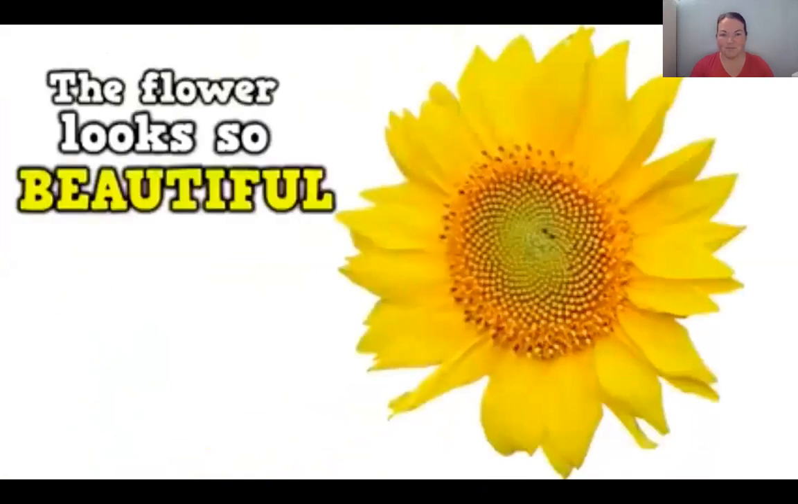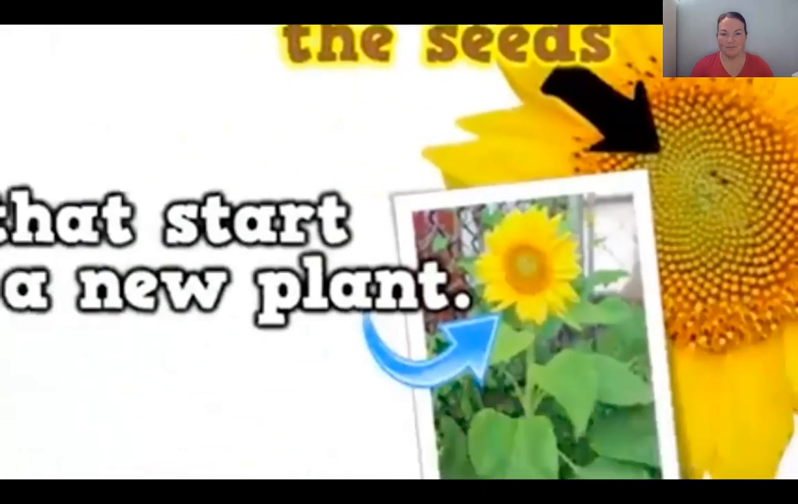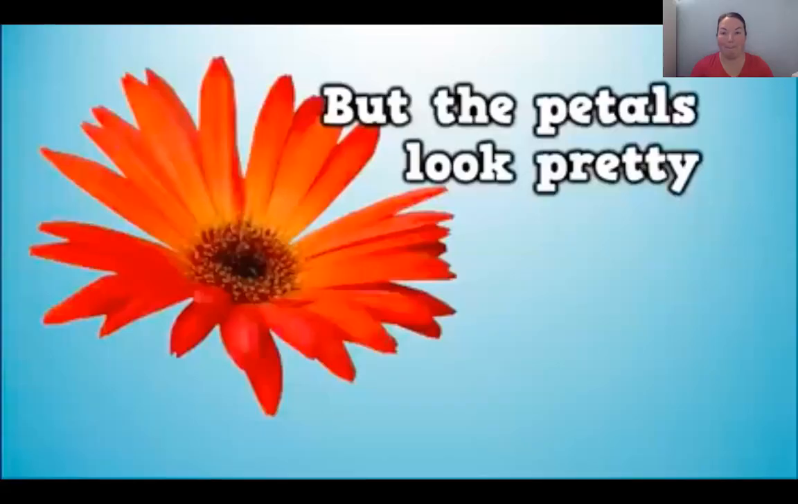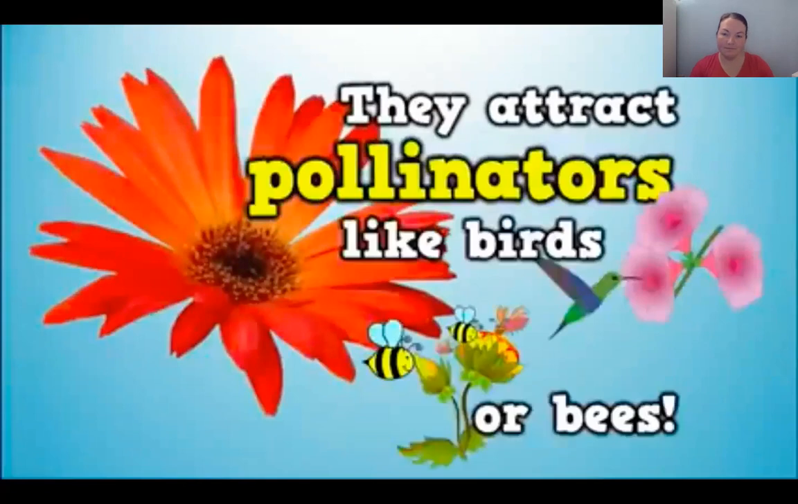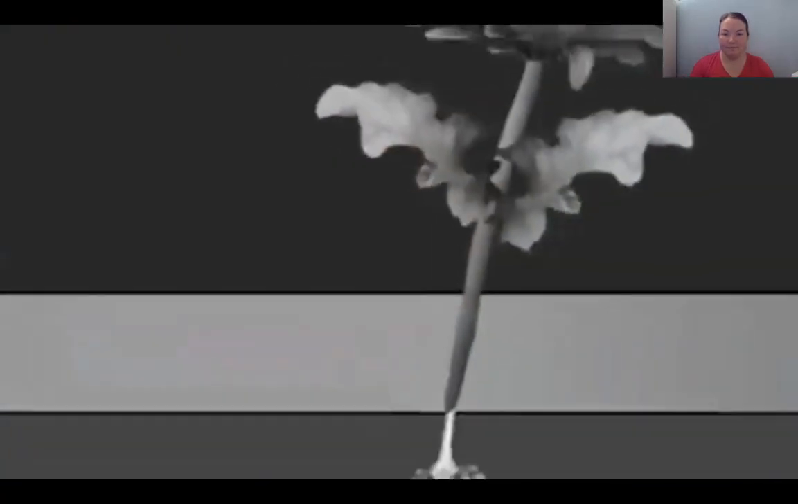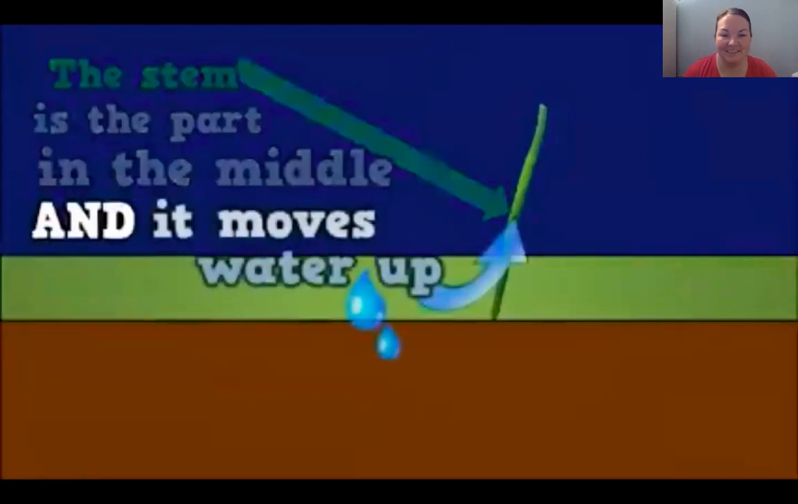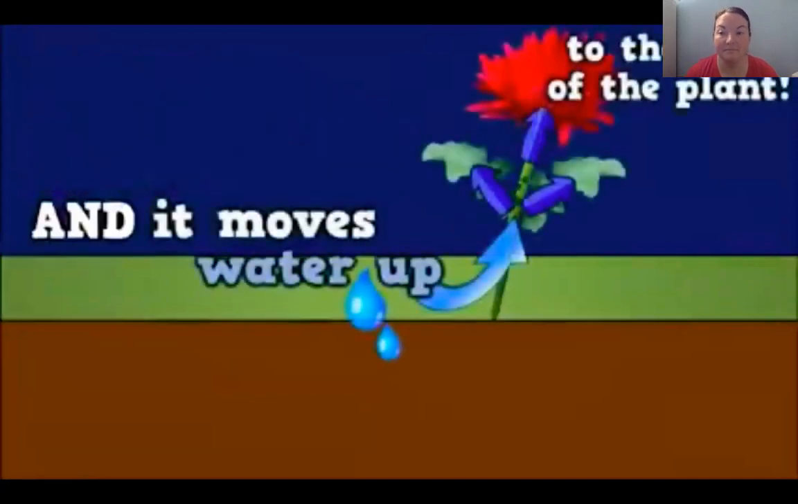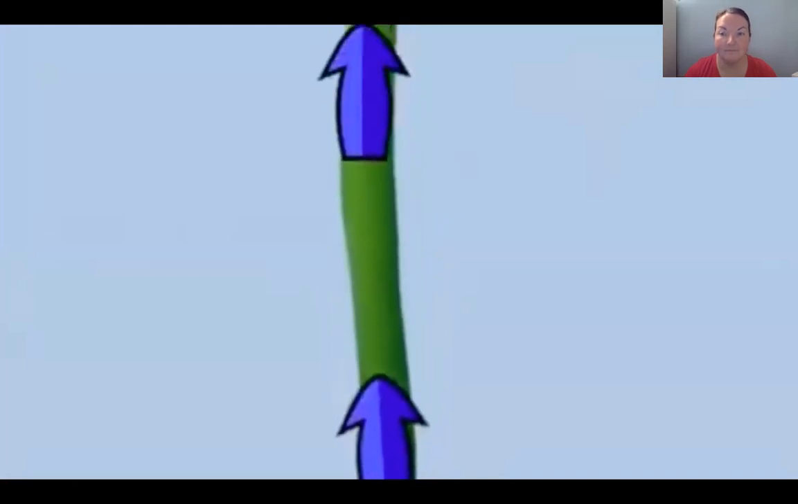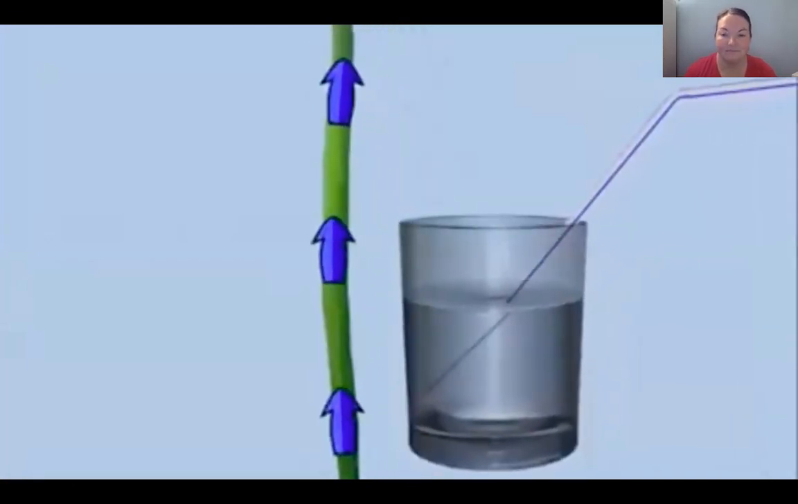Flower looks so beautiful, and it makes the seeds that start a new plant. But the petals look pretty for a reason, you see. They attract pollinators like birds or bees. Stem is the part in the middle, and it moves water up to the rest of the plant. Through the stem that water flows. It's like a straw. Watch it go.